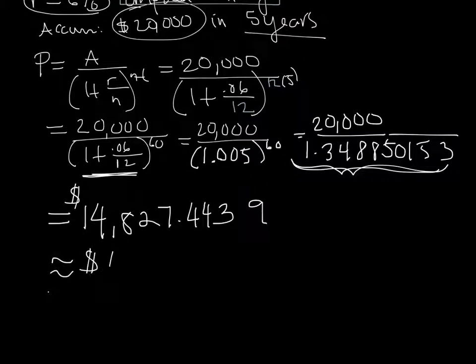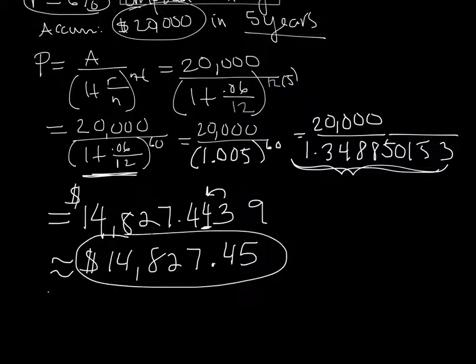Well, approximately 14,827, and we want to round. Here we want to make sure that there's enough money, so we actually round the principal up. So this is actually going to be 0.45. Normally this would stay as a 4 because the 3 doesn't change it, but we want to ensure that we have enough money. So we're rounding up. So this is how much money you have to put in your bank account so that after 5 years, you're going to have $20,000.